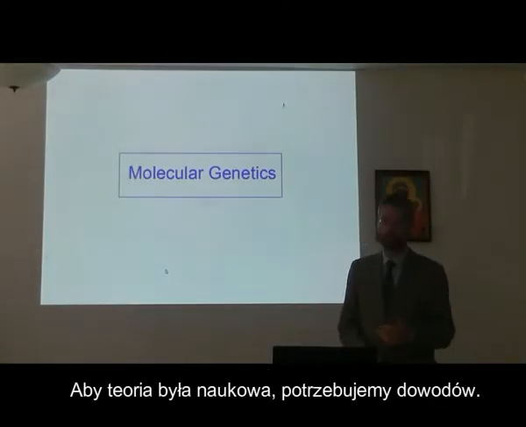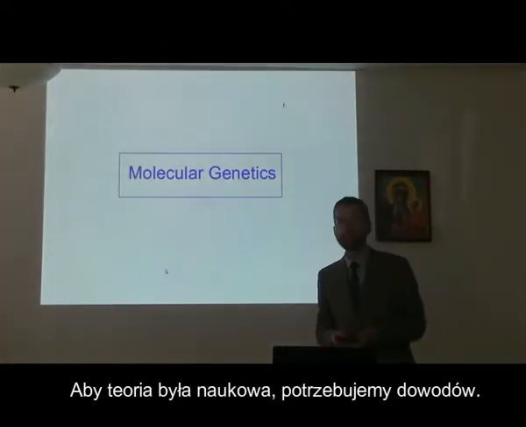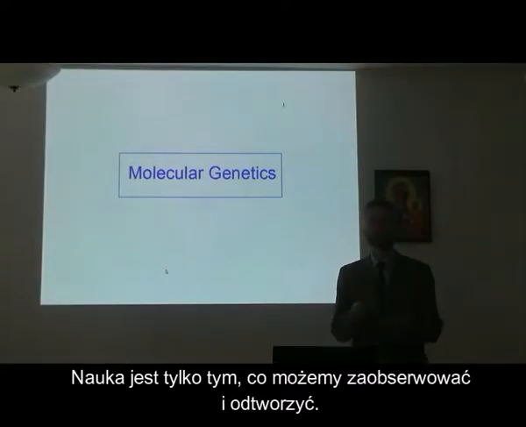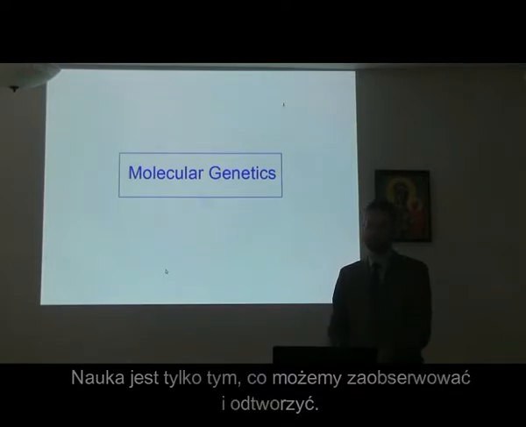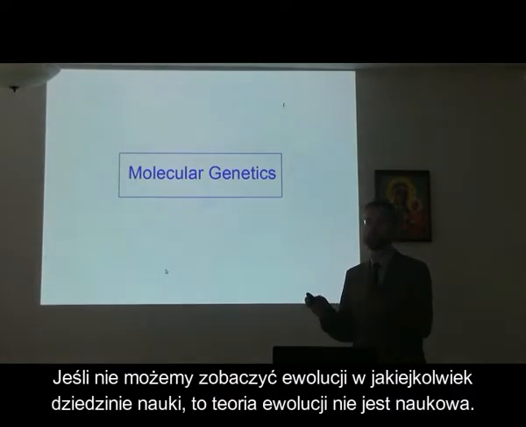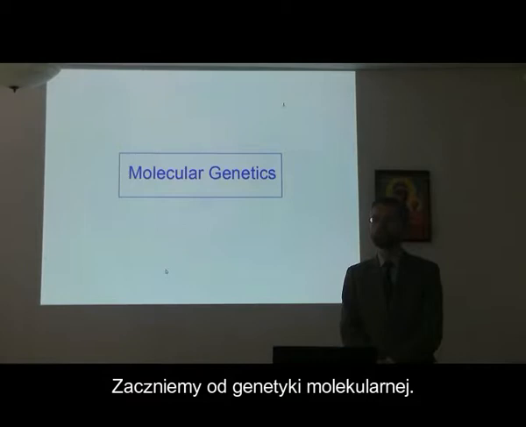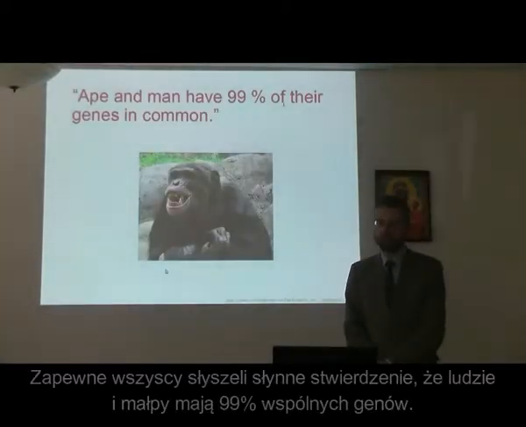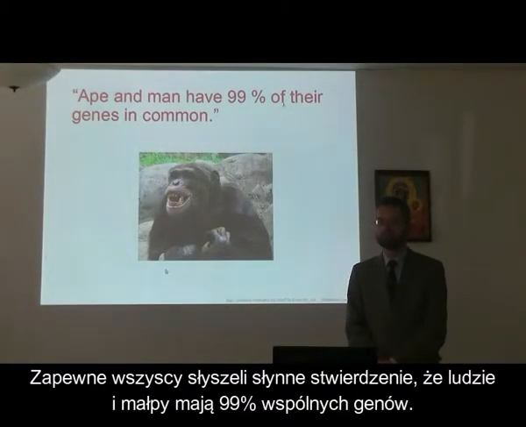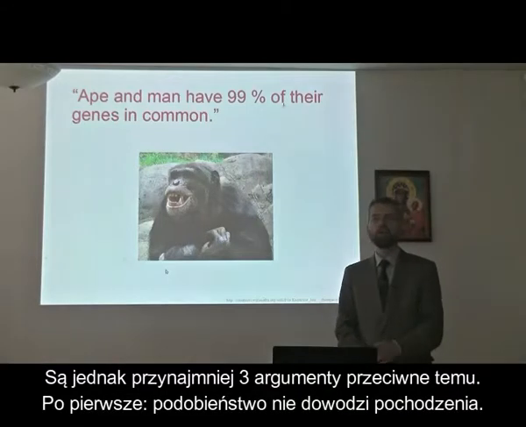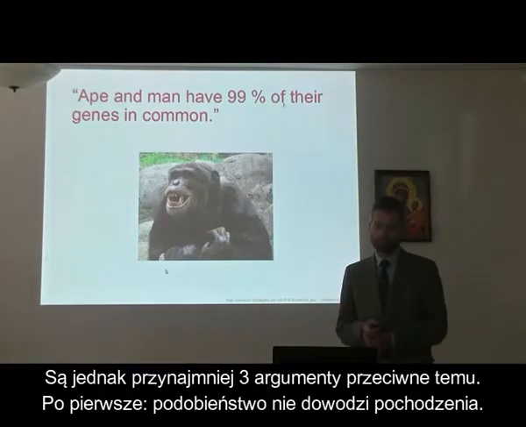Now, for a theory to be scientific, we need to have proofs. Science is only that which we can observe and reproduce. If we cannot see evolution in any field of science, then the theory of evolution is not science. And we start with the field of molecular genetics. You probably all have heard the famous statement that ape and man have 99% of their genes in common. However, there are at least three objections against this.